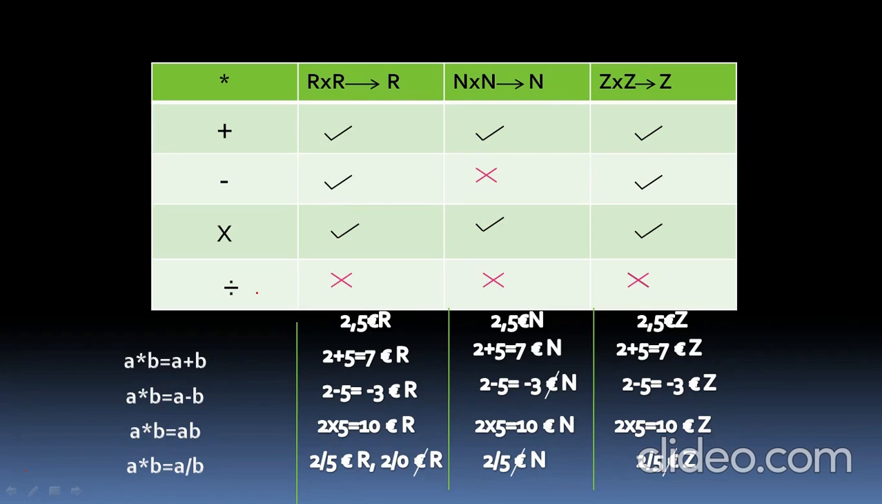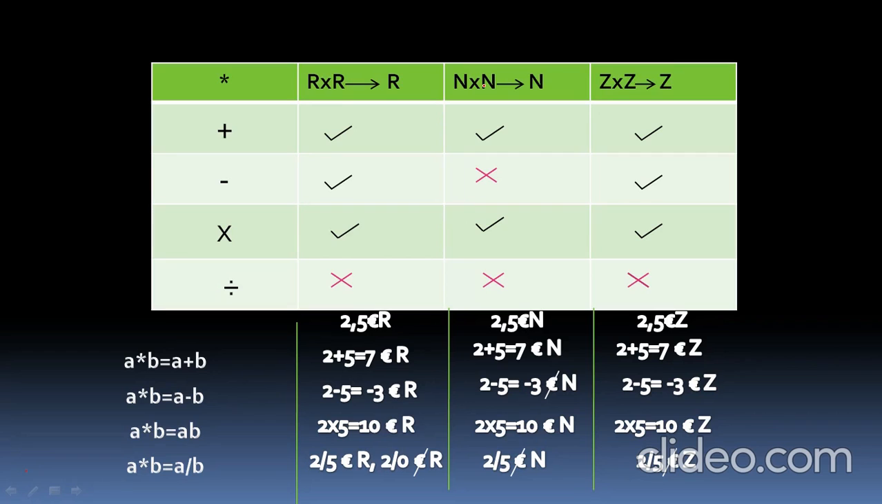Now consider division. Now again, if we divide 2 by 5, what we get? A real number. But if we divide 2 by 0, we can see 2 and 0 both are real numbers, but 2 by 0 is not defined. It is infinite. So it does not belong to real numbers. So we can say division is not a binary operation on set of real numbers.